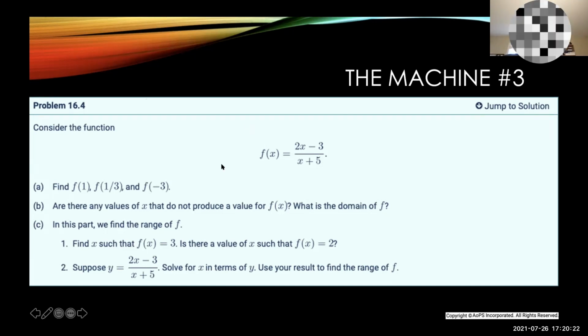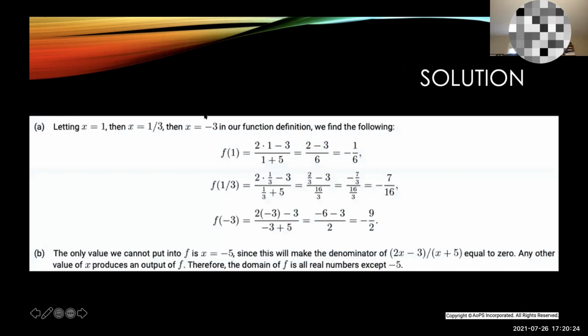Okay, I'm going to explain this problem now. Part A is very simple. It's like the previous ones. You just put in those numbers for x, solve your equations, and get your answers. You can take a look after class if you got them wrong, because it's probably just a small arithmetic error.